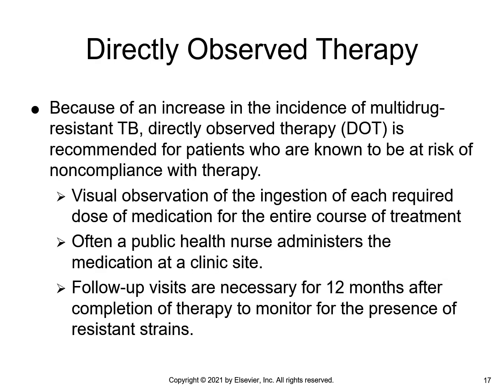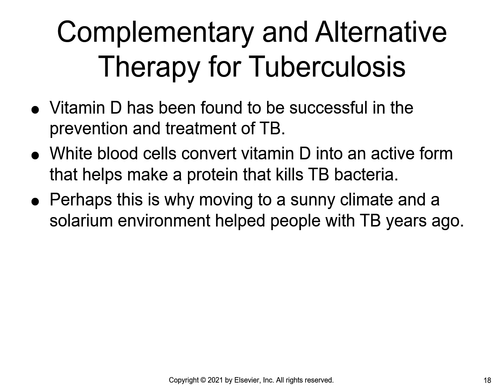Some patients do not want to comply with their course of medication. So in that instance, we recommend that we use directly observed therapy. Then we will visually see the individual take each dose of the medication, and oftentimes this will use a public health nurse or a clinic nurse. Doses of vitamin D have been found to be successful to help prevent and treat tuberculosis. Sometimes it's thought that moving to a climate that provides more sunshine will help people with tuberculosis.